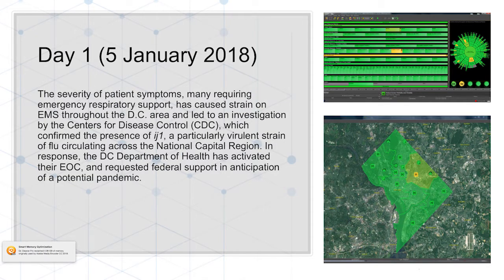The severity of patient symptoms, many requiring emergency respiratory support, has caused strain on EMS throughout the DC area and led to an investigation by the Centers for Disease Control, which confirmed the presence of IJ1, a particularly virulent strain of flu circulating across the National Capital Region. In response, the DC Department of Health has activated their EOC and requested federal support in anticipation of a potential pandemic. And again, the colorations, although it's kind of hard to see on the screen, that yellow is essentially your EMS assets. And then you can see there is one hospital that has already moved into surge.